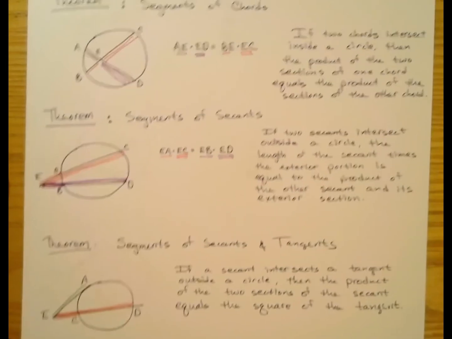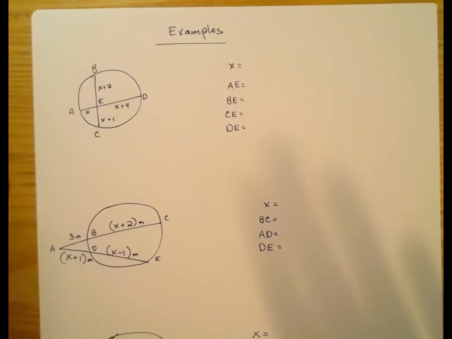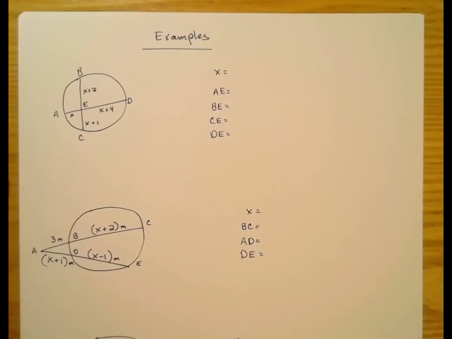So three theorems, they all say very, very similar things, and they're all multiplying portions of line segments. But we are going to see much more interesting and colorful problems here. Speaking of that, I'll try and color code this a little bit.